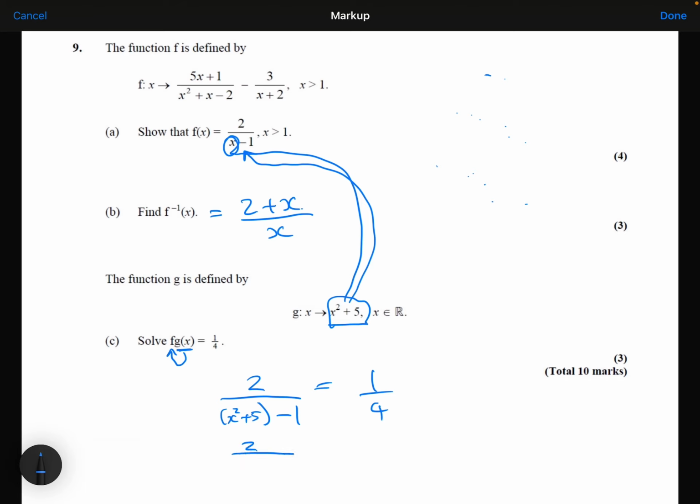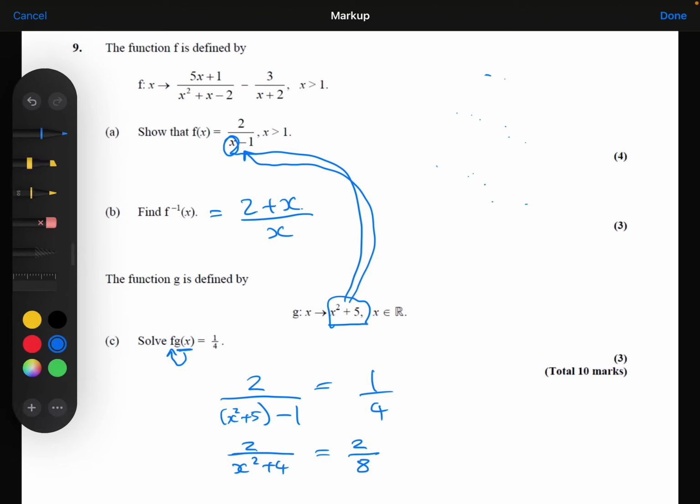Right, just to simplify that a little bit, the 5 minus the 1 is 4. And instead of making this equal to 1 over 4, I'm actually going to make it equal to 2 over 8. I'm just multiplying top and bottom by 2 here.